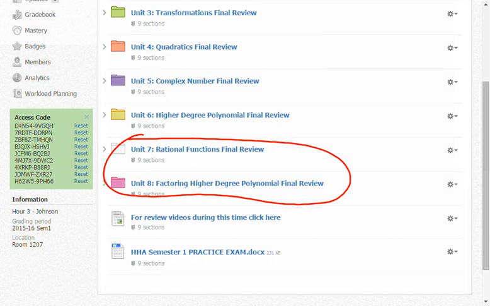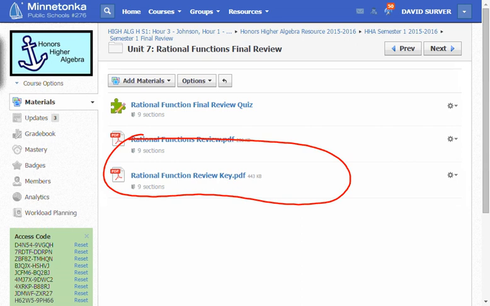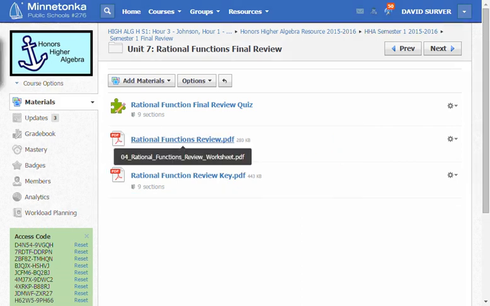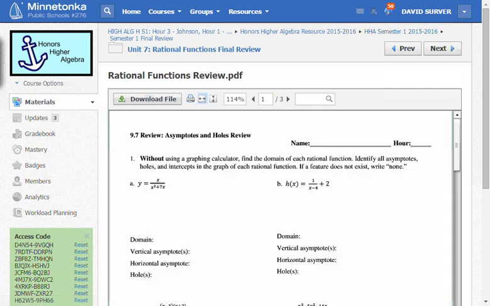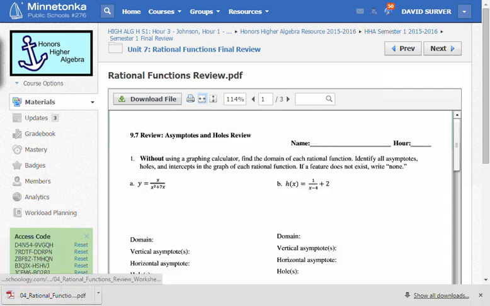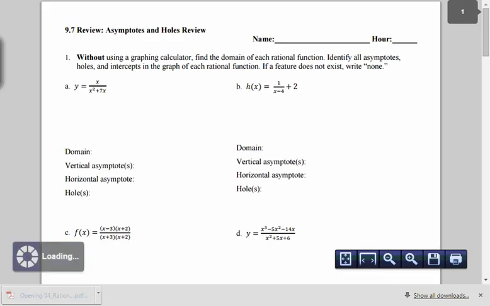So let's everybody get your Schoology open and get into Unit 7. And that's going to look something like this. And I'm going to open up the not key and talk you through this one. Now this one has a whole bunch of stuff on it. Rational functions was pretty dense, so it might take me a minute or two to talk you through this.